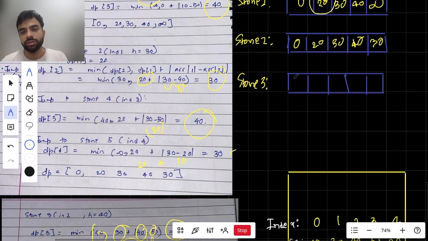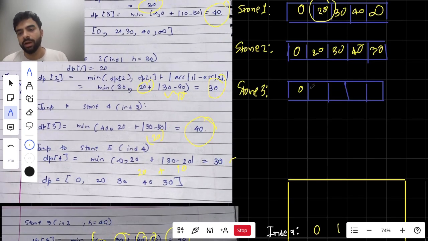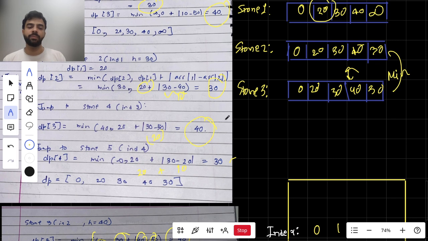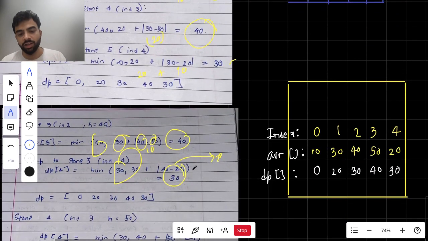So we can say that stone 3 will be exactly the same as stone 2. Why? Because we are taking the minimum of these two distances, which I have calculated in this particular diagram.